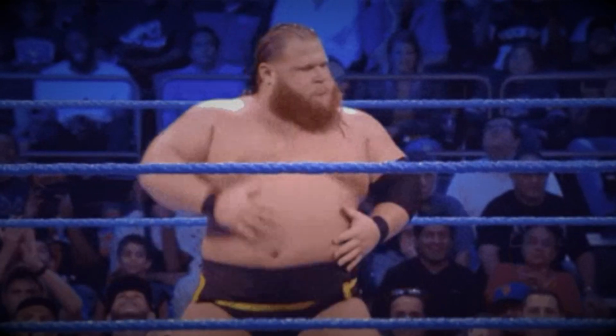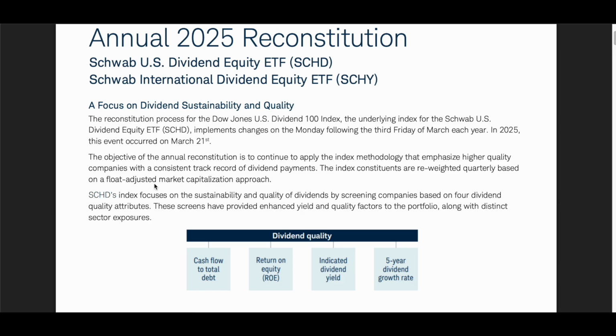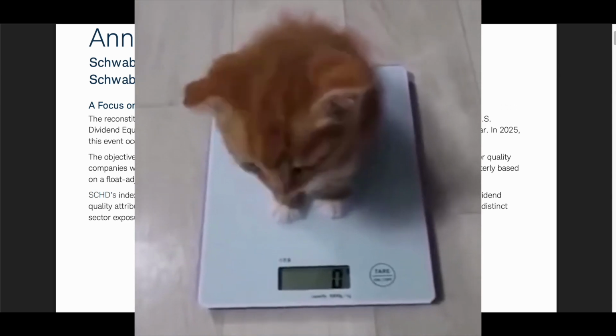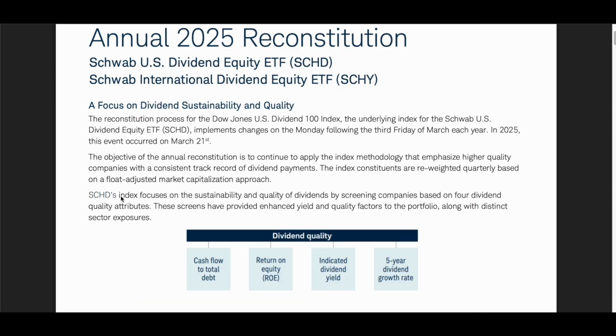The index constituents are reweighted quarterly based on a float adjusted market capitalization approach. So remember, guys, there are different metrics to get into this fund, and not every stock is the same, right? There's going to be large companies, there's going to be small companies. So those get weighted when they get put into SCHD based on their market cap. The SCHD index focuses on the sustainability and the quality of dividends by screening companies based on 4 different quality attributes. This is to make sure that the companies that they're actually holding are worthwhile.